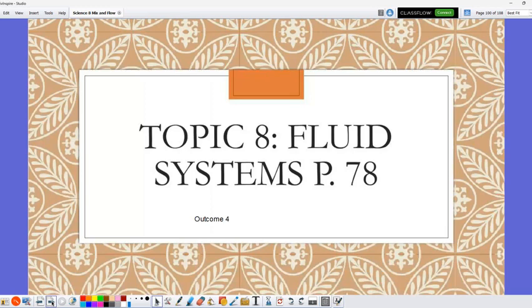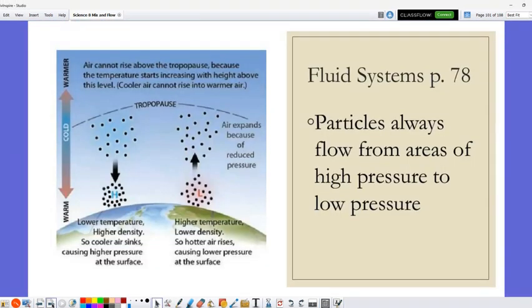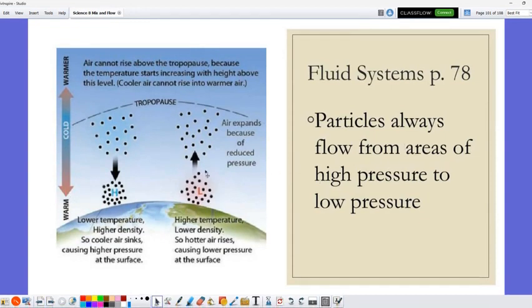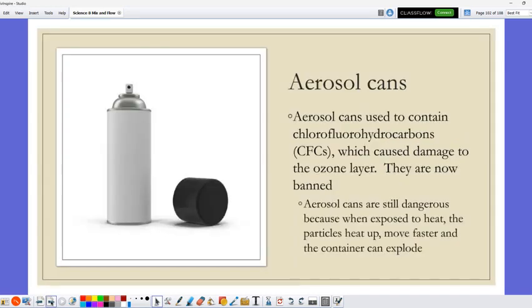Then topic 8 talks about how particles always flow from areas of high pressure to low pressure. And then aerosol cans: they use CFCs, or they used to use CFCs, and that would pressurize the can. Then the pressure, when you squeeze the nozzle, helps move the contents, usually spray paint, out of the container.